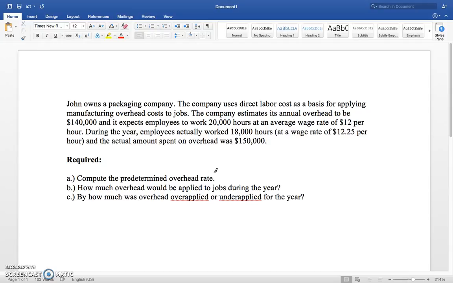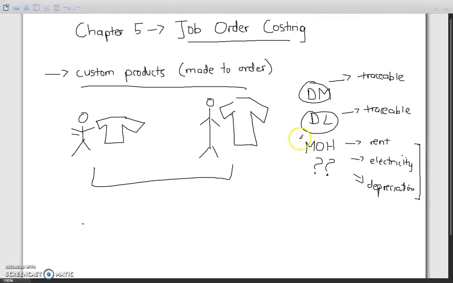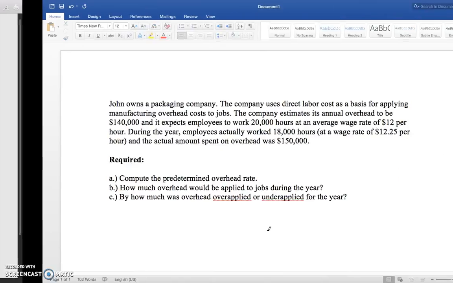John owns a packaging company. The company uses direct labor cost as a basis. There you go, that is your first clue in the question. The company uses direct labor cost as a basis for applying manufacturing overhead costs to jobs. What this question is saying is that manufacturing overhead is very difficult to allocate, so in order to do that, you get a predetermined manufacturing overhead rate. Once you find this rate, you apply it on a certain base activity. You'll understand more when I get into the question.